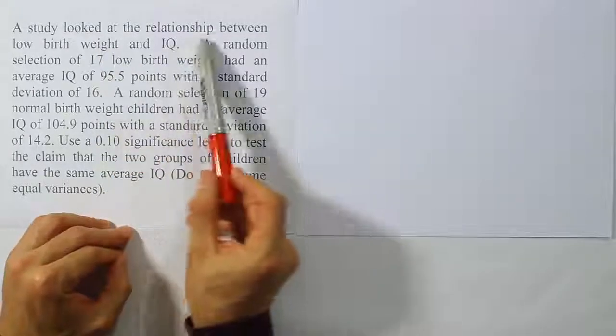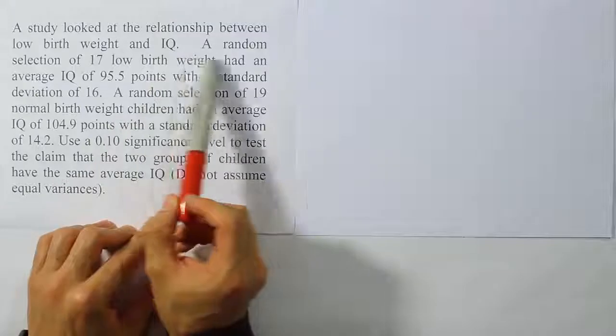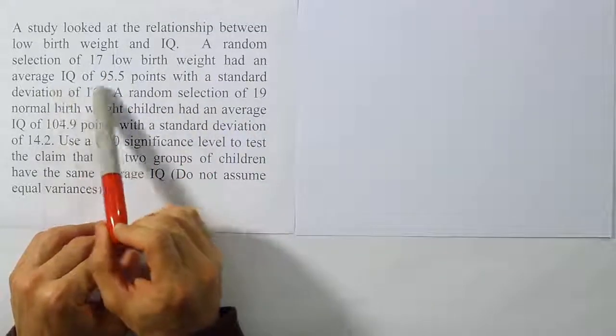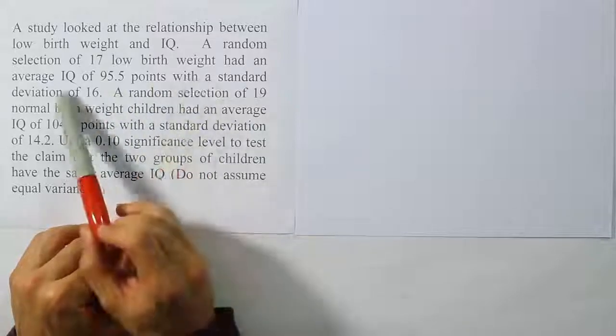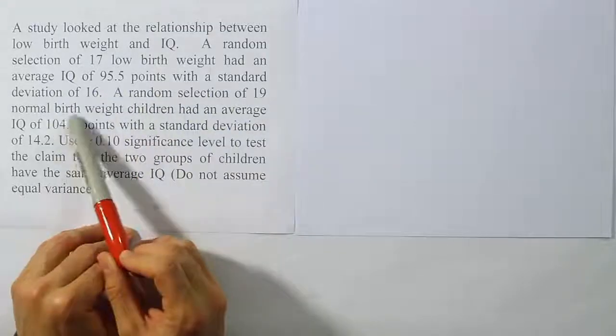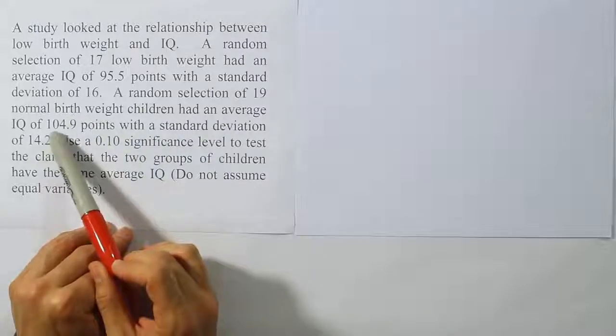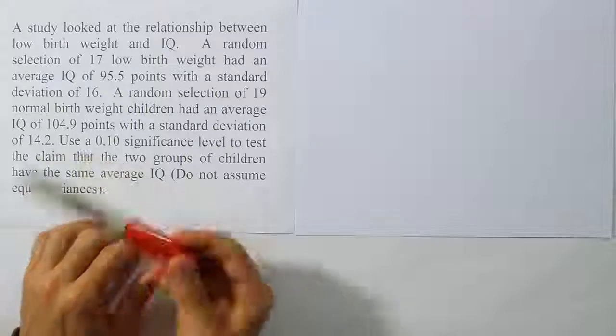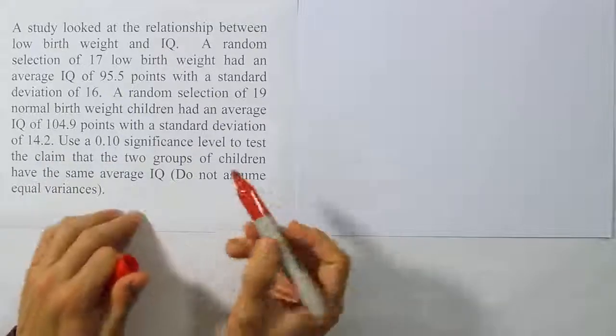A study looked at the relationship between low birth weight and IQ. A random selection of 17 low birth weight children had an average IQ of 95.5 points with a standard deviation of 16. A random selection of 19 normal birth weight children had an average IQ of 104.9 points with a standard deviation of 14.2. Use a 10% significance level to test the claim.